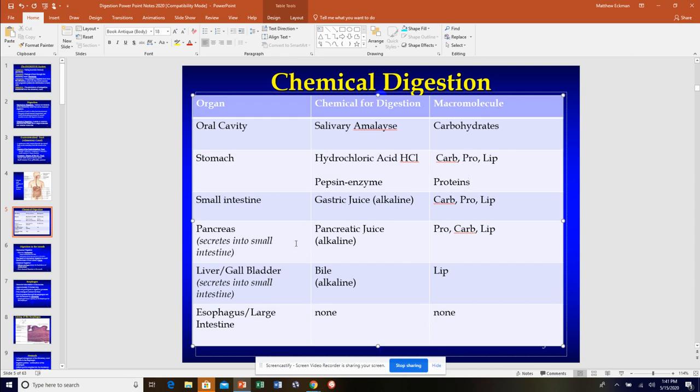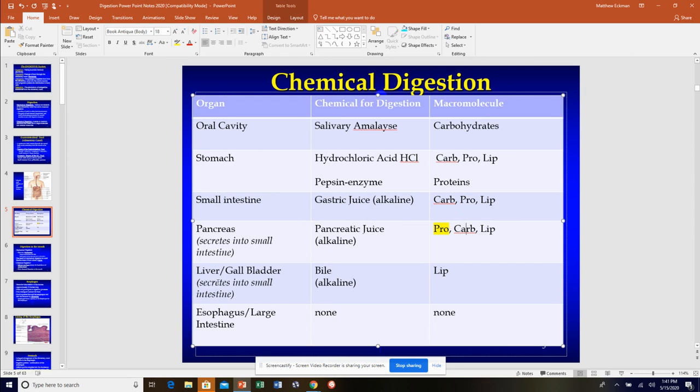What happens in the small intestine is that it secretes gastric juice or intestinal juice. It's actually known as both. It's alkaline instead of acidic, and it breaks down all three of these. The pancreas also secretes this. It squirts this material into the small intestine. It's alkaline, and it breaks down all three of these, but it's really good at breaking down proteins. The pancreas is actually kind of a semi-dangerous organ because it's powerful enough to digest ourselves.